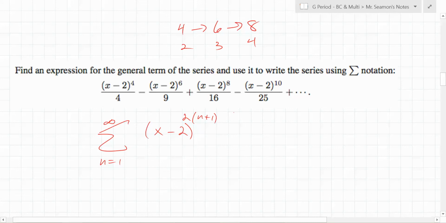Yep. So for the first one you plug in 1 and you get 2 times 2 is 4. Plug in 2, you get 2 times 3 is 6. And then what's it over, Cameron? n plus 1 squared. Nice. Do people agree with that?